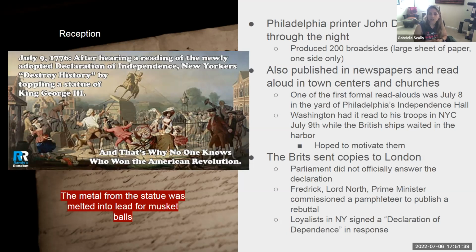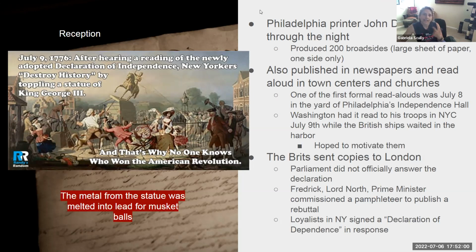Washington had it read out loud to his troops in New York City on July 9th, while the British ships were raiding in the harbor, because he wanted to motivate his troops. And the British, because loyalists are right there, get copies of this too. It's not like it's a secret American document. The British send copies to London.